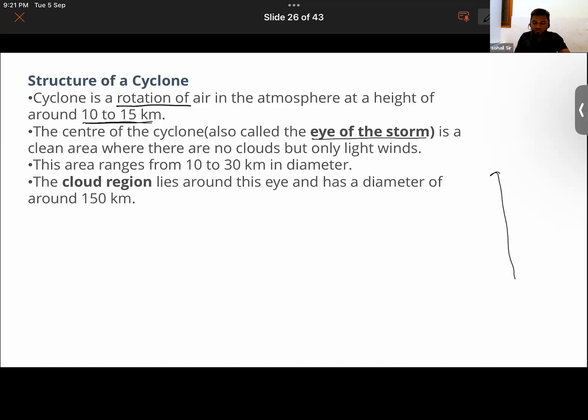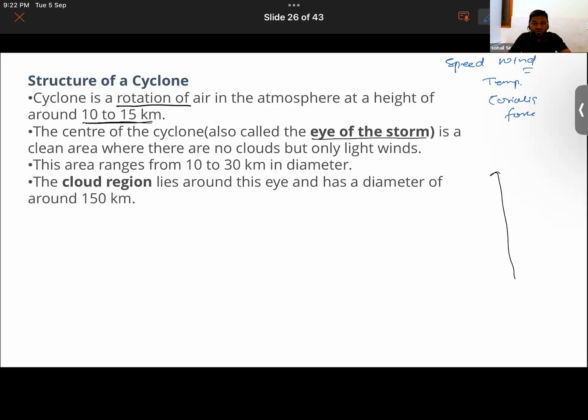So how much time will it take to end this structure of the cyclone? The actual life of a cyclone depends upon the wind speed. It depends upon temperature, and it depends upon Coriolis force. So depending upon these factors, the life cycle of a cyclone depends.